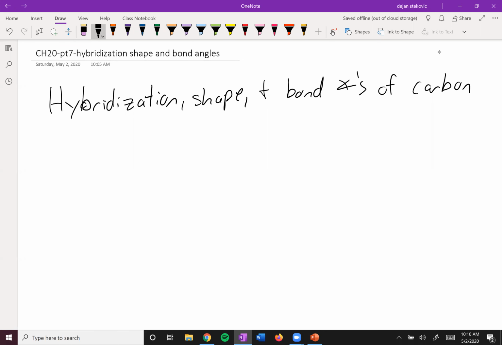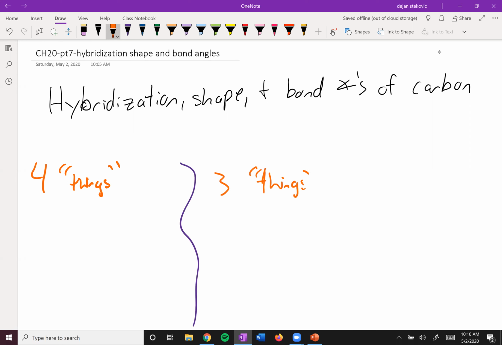All right, next up, let's take a look at the hybridization, shape, and bond angles of carbon. So remember that all of these things are just determined by how many things are attached to the carbon. So we can have 4 things attached to our carbon. We can have 3 things. Or we can have 2 things.